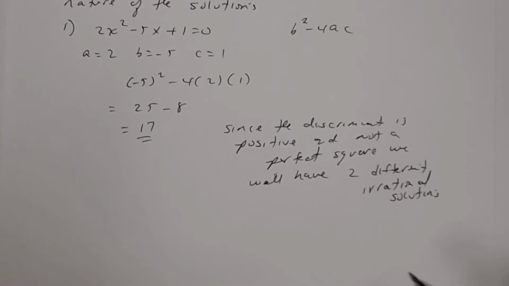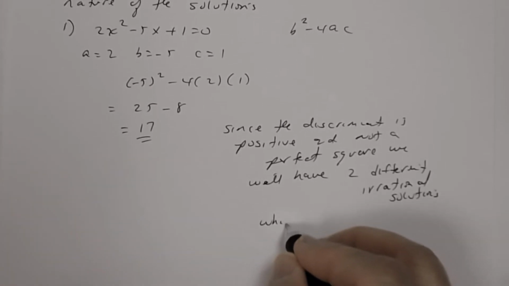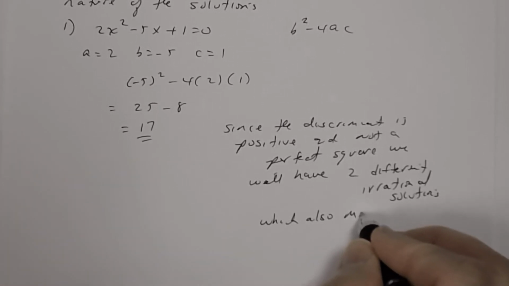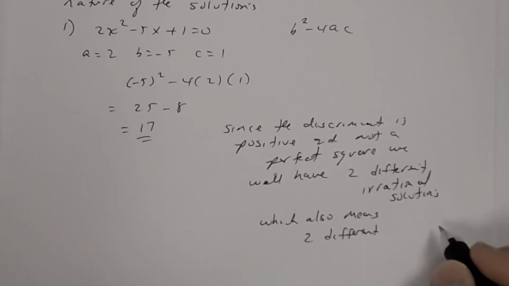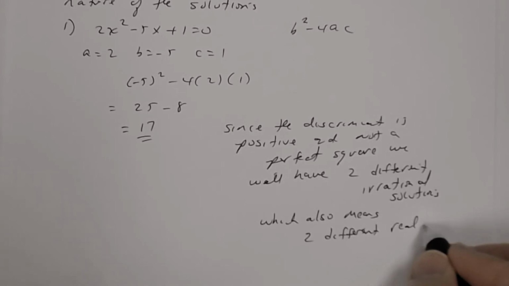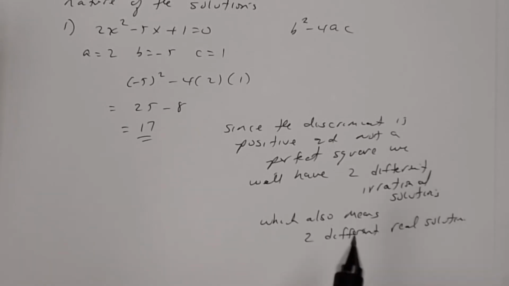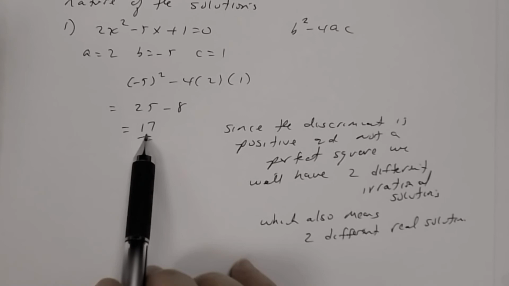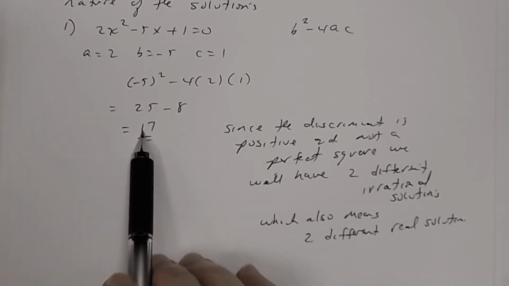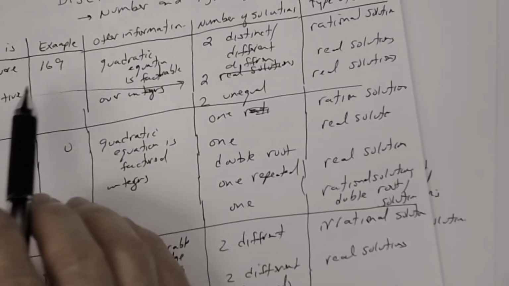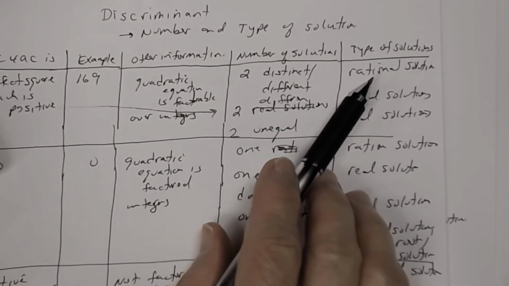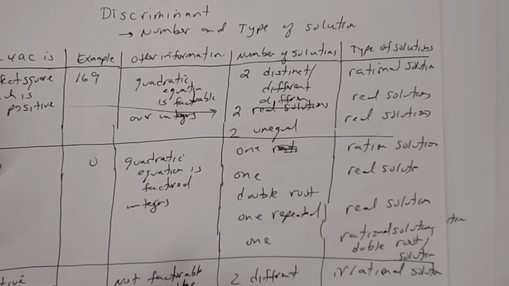You may also see this though, which also means two different real solutions. All right, so irrational solutions are real, but it is very important you understand that since this is a positive number and not a perfect square, they're going to be irrational. All right, if it's a positive number and a perfect square, it's rational. All right, so that's important to understand.